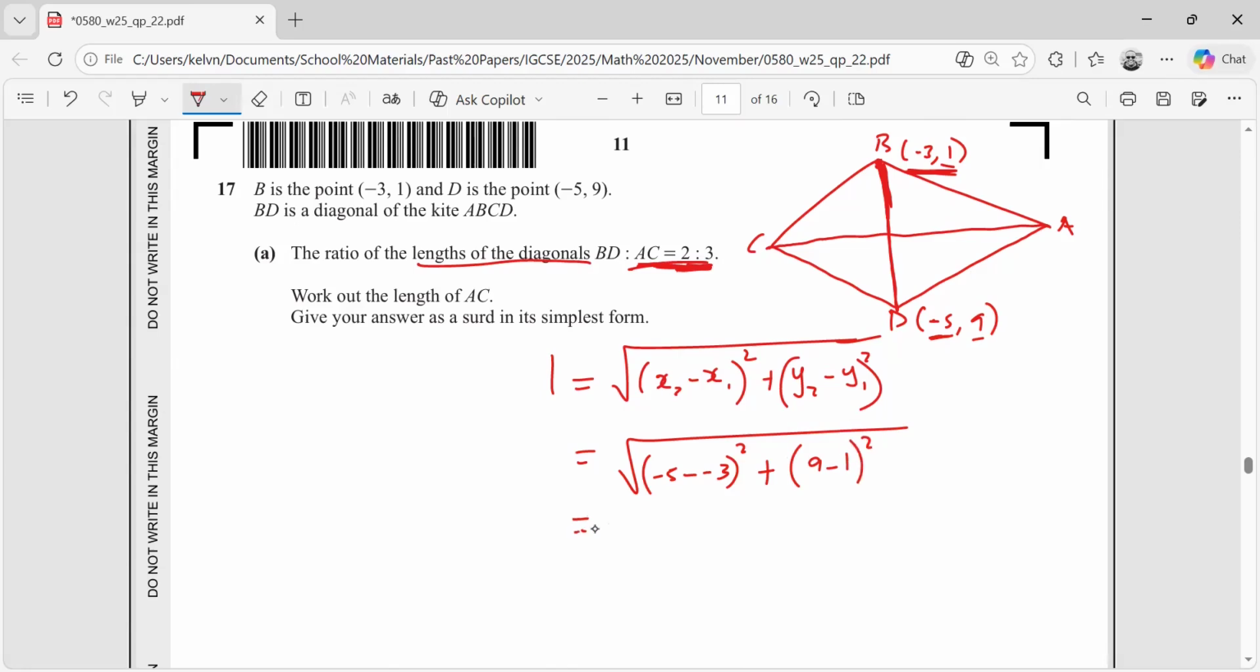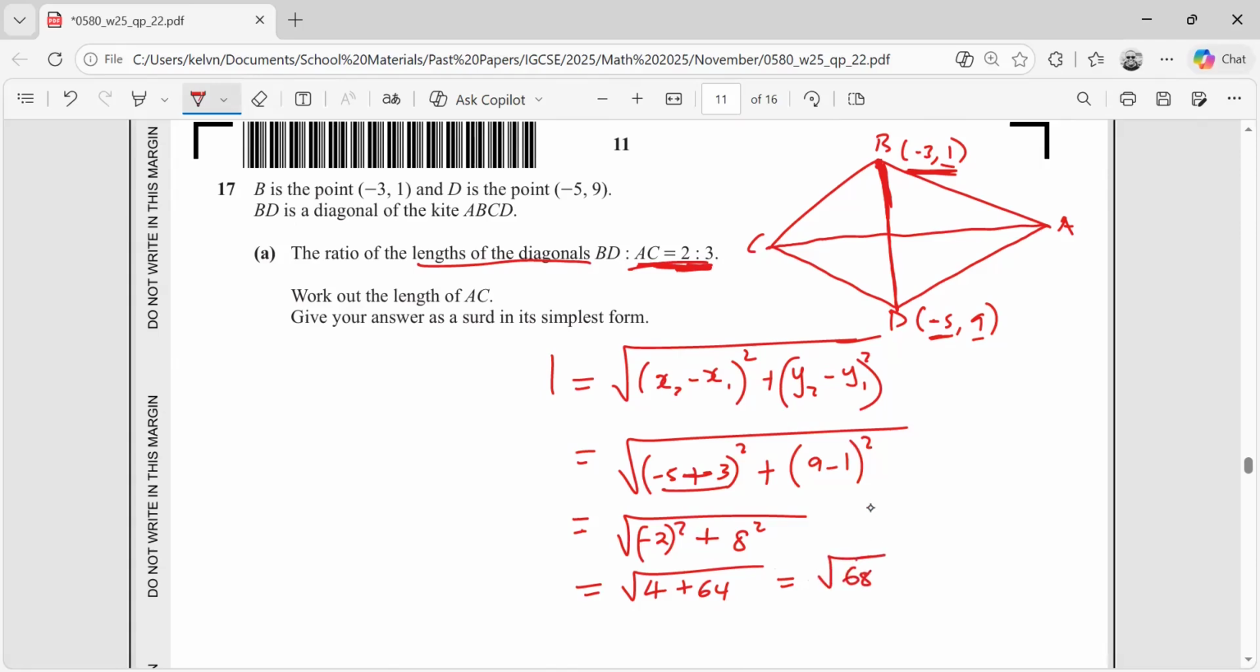So we can now solve this. This is going to be plus because of 2 minuses, and then it's going to be -2 squared plus 8 squared. So -2 squared is 4, and then 8 squared would be 64, right? Yeah, 64. So this will be square root 68.